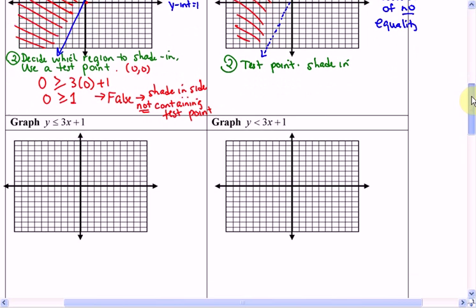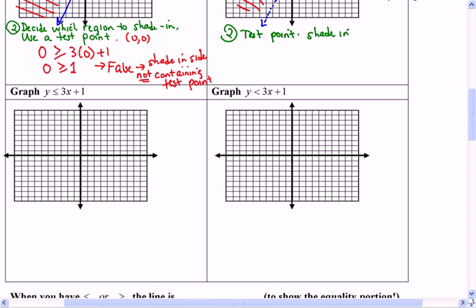Let's take a look at these ones. So once again, hey, it's the same line. I'm trying to make life easy for you. Same line, same line. Solid or dotted? Good, solid. So once again, I'm going to ask you to decide the region to shade in. So let's choose a test point. This time I will choose 0, 0 again and plug it into the equation.